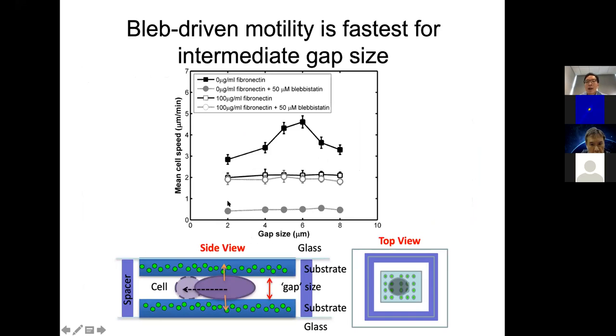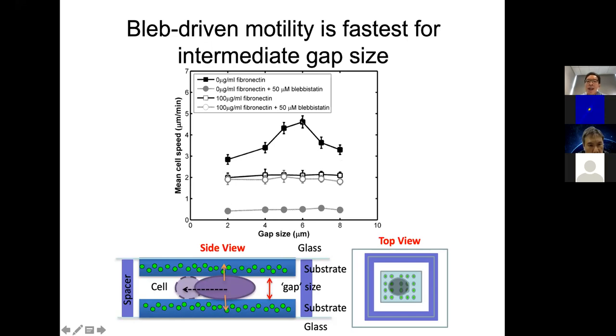What is then interesting is that we can also measure the cell speed, how fast the cell is moving as a function of the gap size. You can forget about these three straight lines here. This is just our controls, and just look at this black line. What we found is that there's an optimum gap size at which the cell moves the fastest. If the gap is too small, the cell moves very slowly. Similarly, if the gap is too big, the cell moves very slowly. So there's always an optimum.